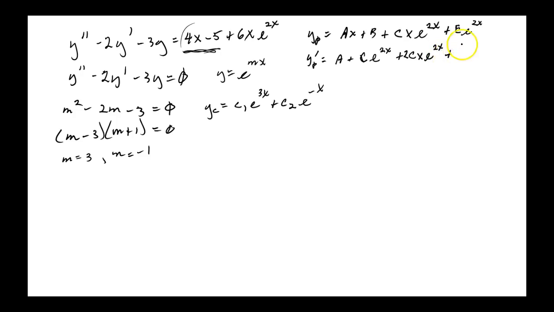Plus E. Why do we use E and not D? They don't like to use the D because D is the differential operator. That's fine. Okay, this is confusing. 2 giant E, little e, 2x. You got it.